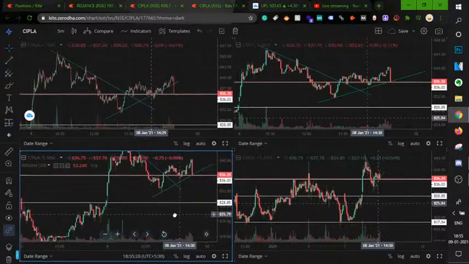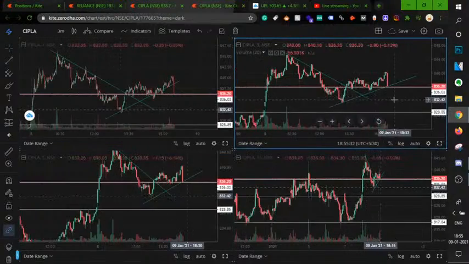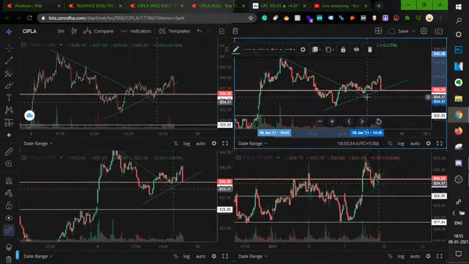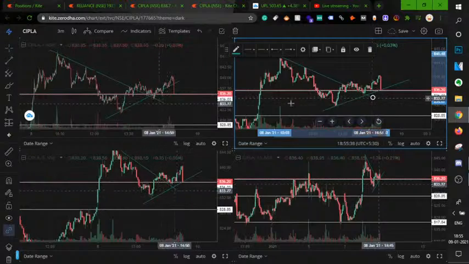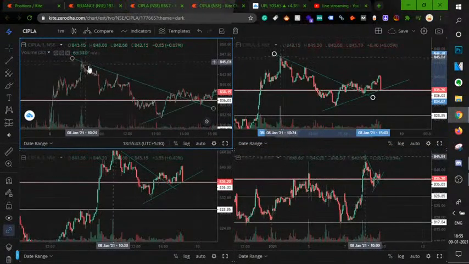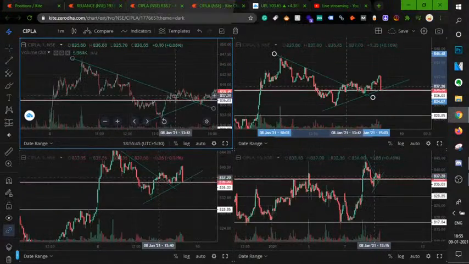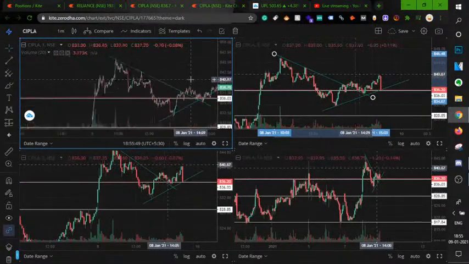So once you're done with 15 or 5 minutes, go back to 3 minutes and try to adjust if there's anything required. I'm going to adjust it till here. Yeah, somewhere close to this. Right, so if you look closely on 1 minute: touches, breakout, proper retracement, and boom, bull rally.